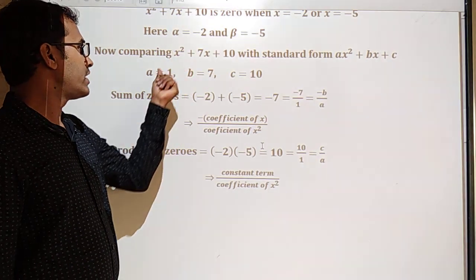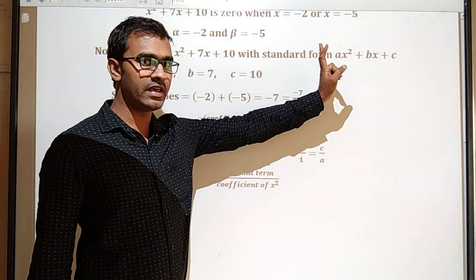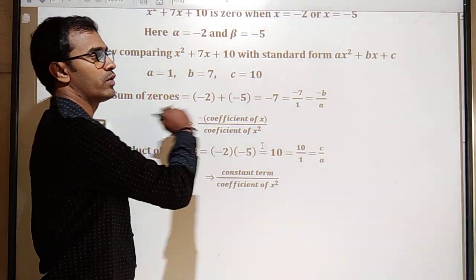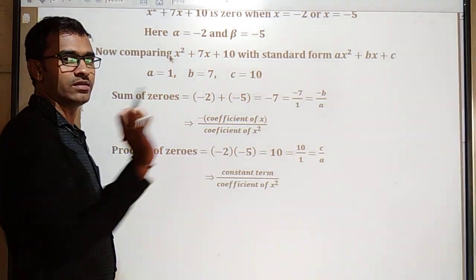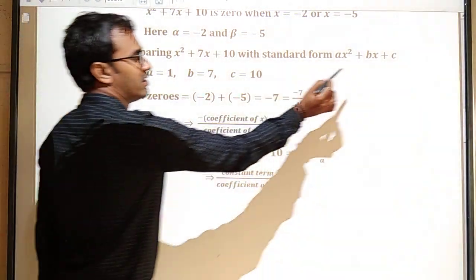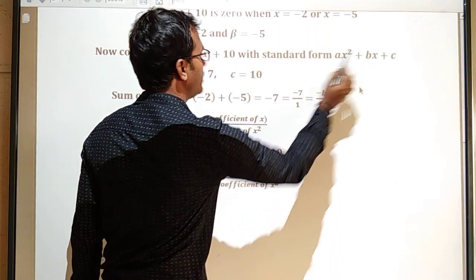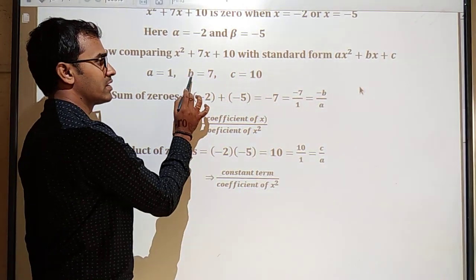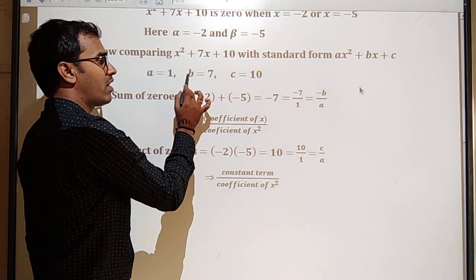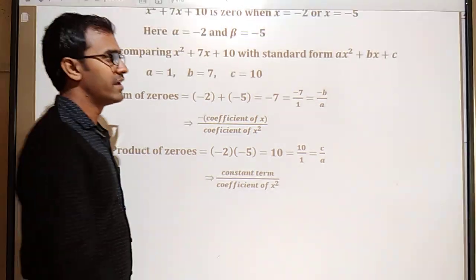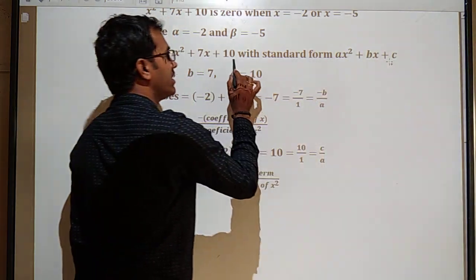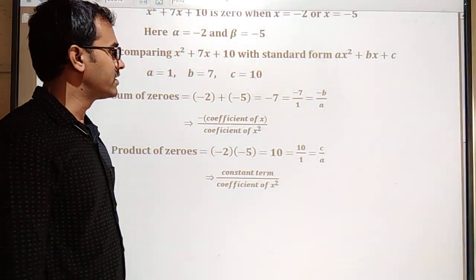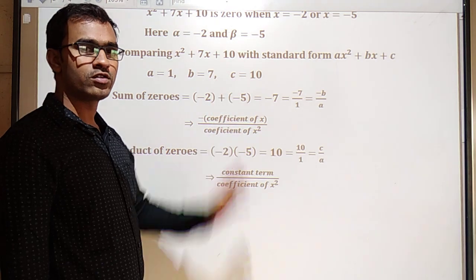The coefficient of x square is 1, and in the standard form the coefficient of x square is a, right? Therefore, a equal to 1. The coefficient of x square, when nothing is written, means 1. The coefficient of x is 7, therefore b equal to 7. The constant term is c, and here the constant term is 10. Therefore, c equal to 10.